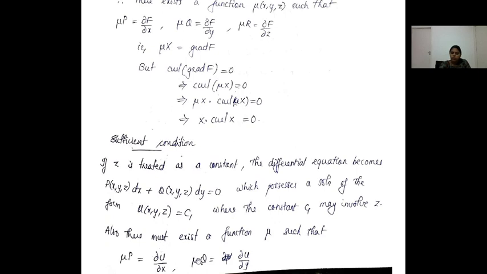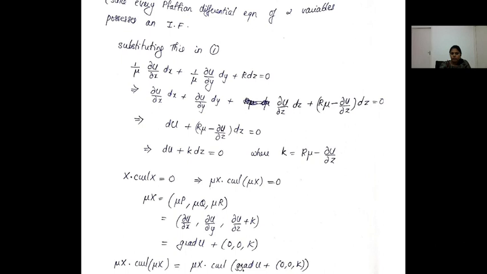So mu P will be equal to some dou u by dou x, and mu Q will be equal to dou u by dou y. This happens because every Pfaffian differential equation in two variables possesses an integrating factor. Now I am replacing P and Q in the original equation. So equation 1 is P dx plus Q dy plus R dz equal to 0.